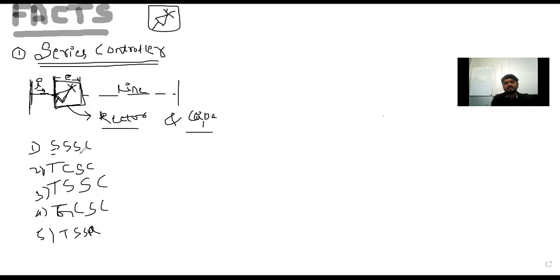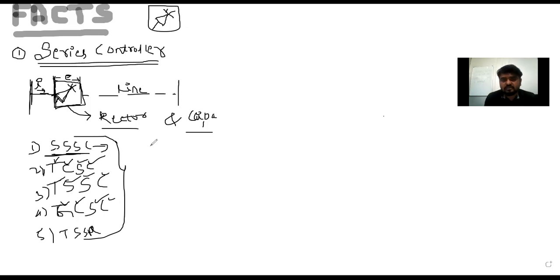So SSC is the static synchronous series compensator. Then thyristor controlled series capacitor, thyristor switched series capacitor, GTO controlled series capacitor, and thyristor switched series reactor. These are the devices we are going to study in section B, that is, in this unit 4. These are the series controllers. All these devices are series controllers.